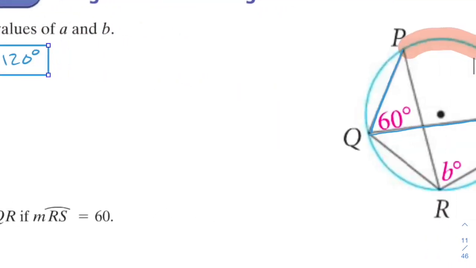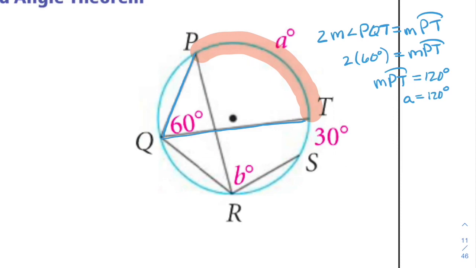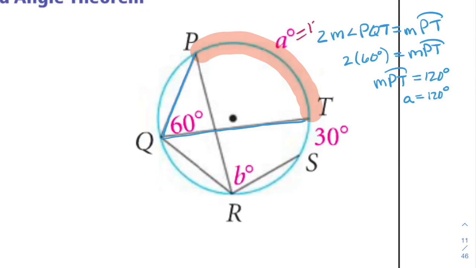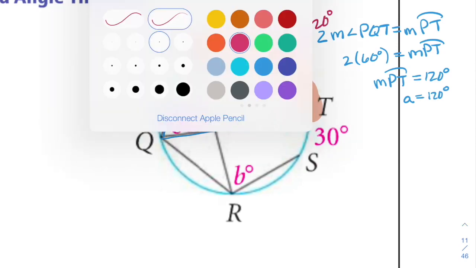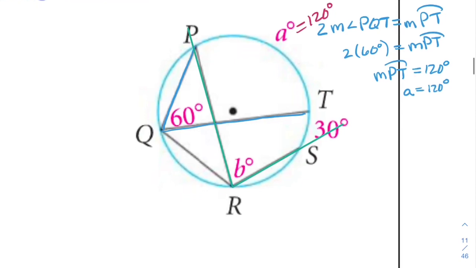And now looking at B, now that I know that A is 120 degrees, I can find B. So I'm going to backtrack with B. I'm going to say B is equal to this intercepted arc right here. PTS is the arc in question.